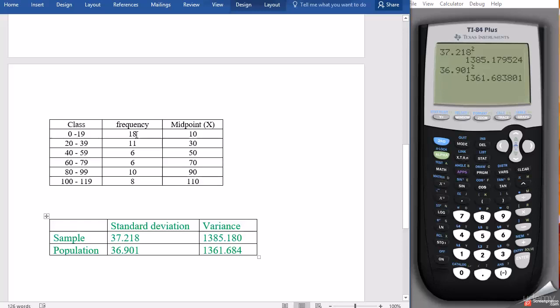Okay, so that is how you find the standard deviation and variance of the sample and population given a frequency table like this. You'll be given frequencies, but you will need to find the midpoint, which will constitute your x. When you are done, you plug these into the calculator and then go to STAT, CALC and select the appropriate function.